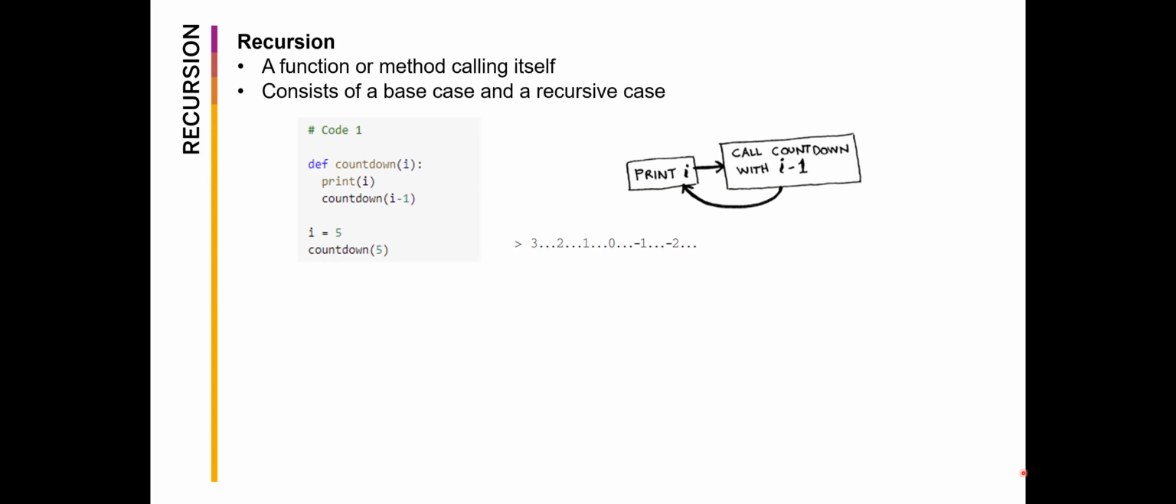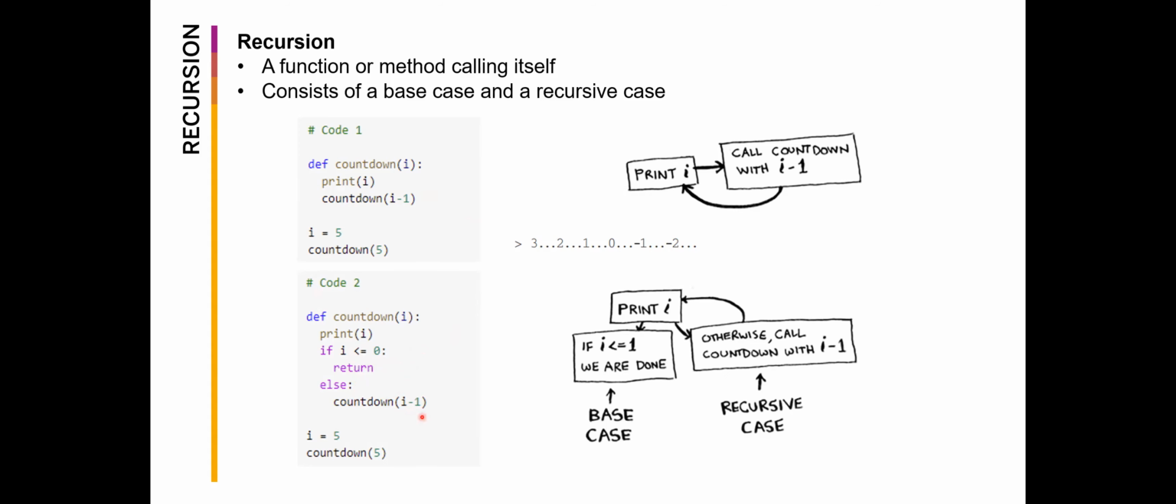So the second code here, which is our revision of code number 1, is this one. We print I, and if I, medyo generic na siya, if I goes less than or equal to 0, we simply break out of the loop. We do a return, an empty return. Else we proceed with the recursive case.